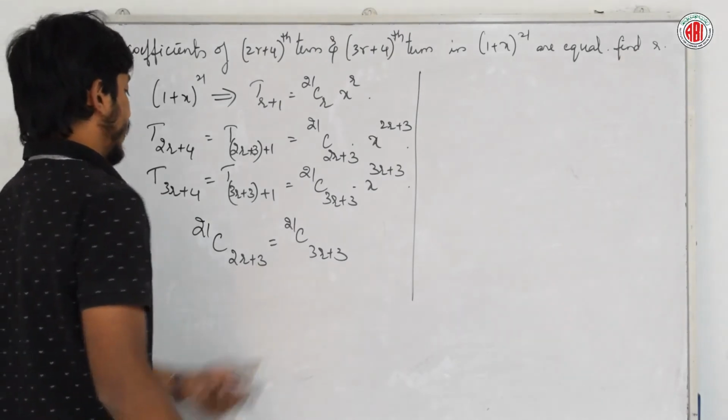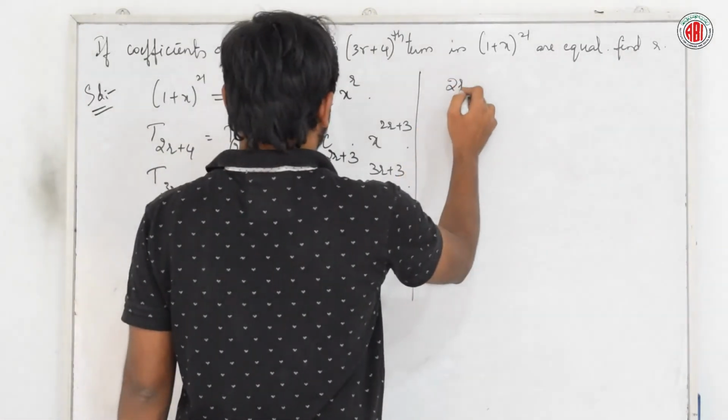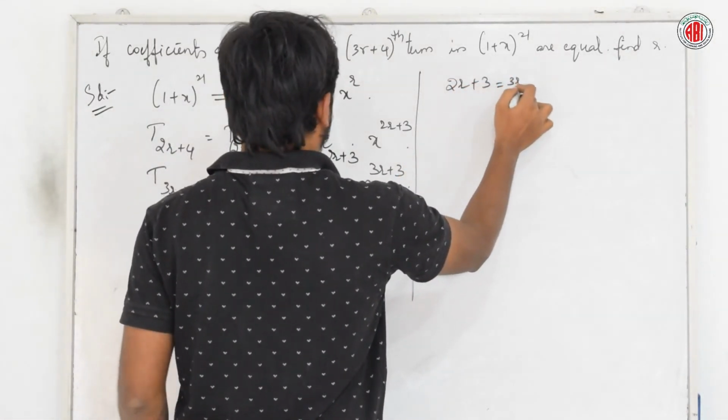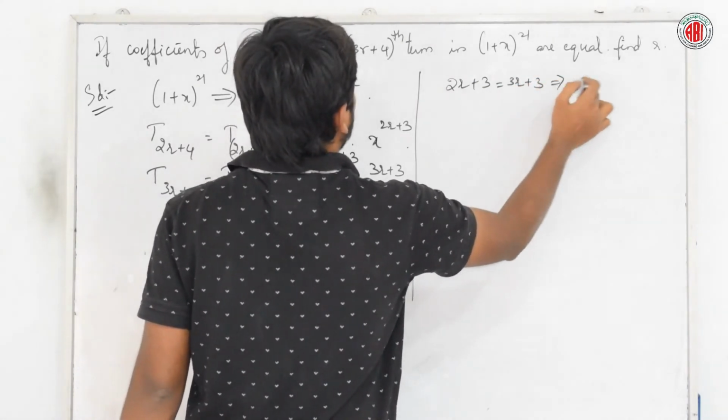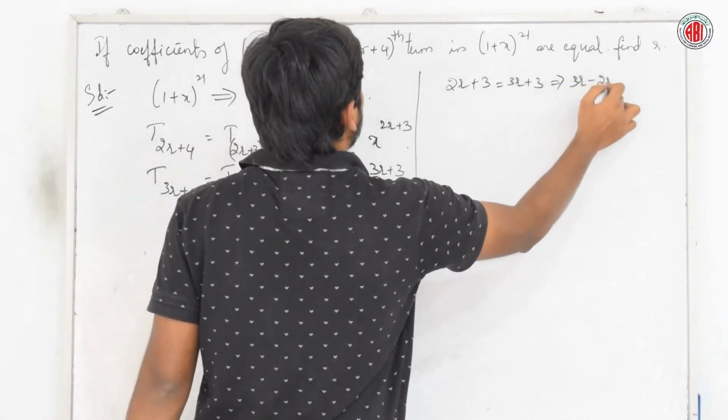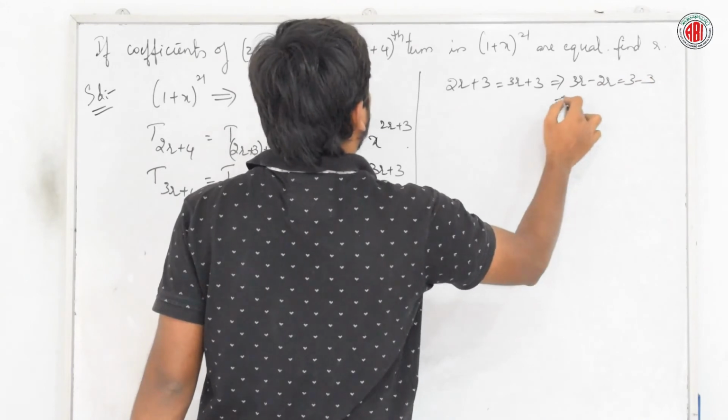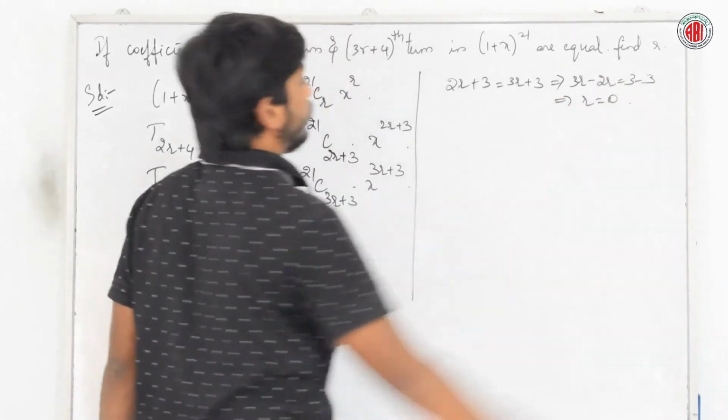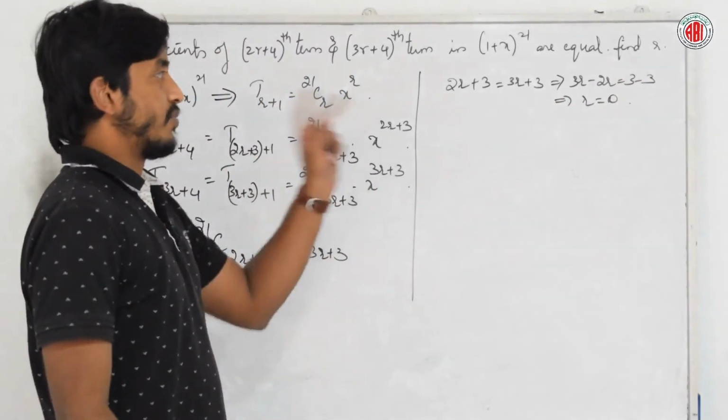Right? Now let me equate these both. What do we get? 2r plus 3 is equal to 3r plus 3. So 3r minus 2r is equal to 3 minus 3. Obviously the value of r is 0. Done. That is one case.